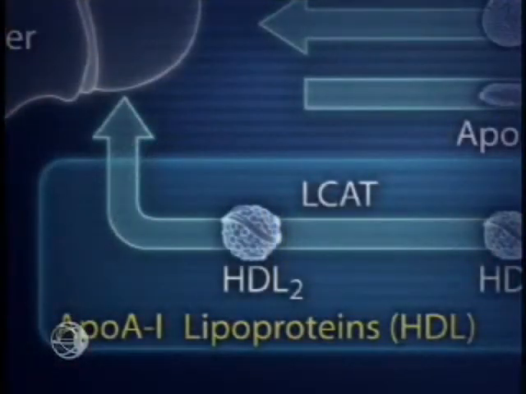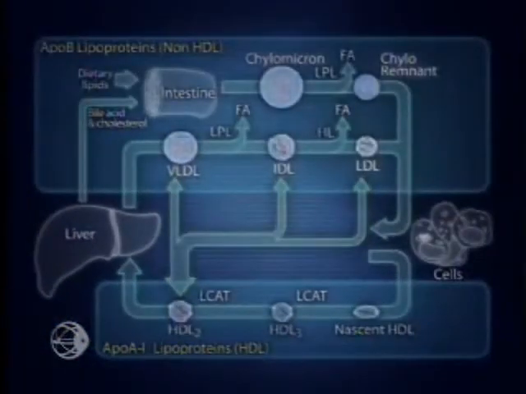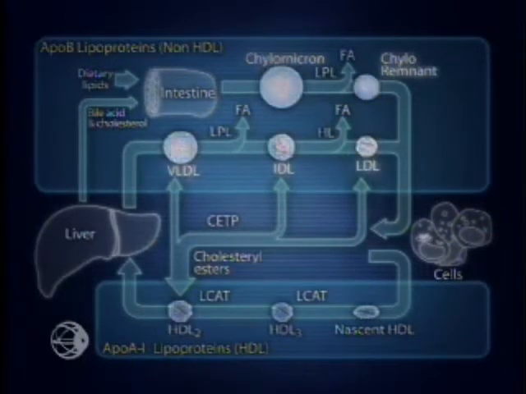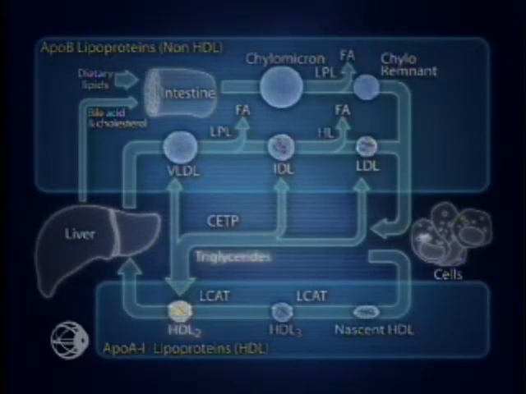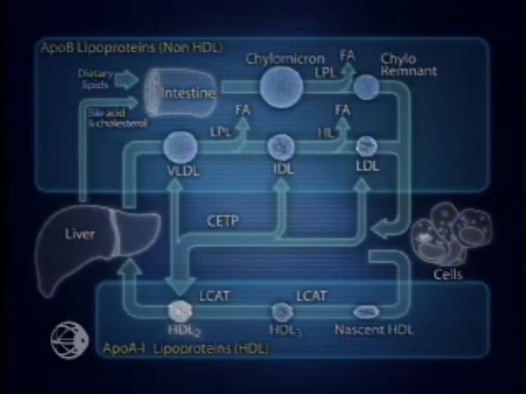Now rich in cholesterol esters, HDL2 engages in an exchange with triglyceride-rich lipoproteins, mediated by cholesterol ester transfer protein, CETP. Cholesterol ester from HDL2 is transferred to ApoB-containing lipoproteins in a one-to-one exchange for triglycerides. The result: further cholesterol enrichment of ApoB lipoproteins and triglyceride enrichment of HDL.